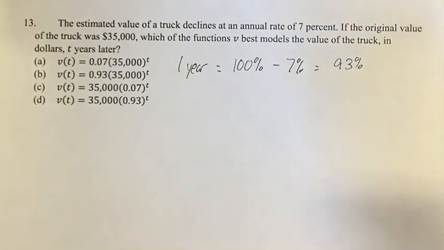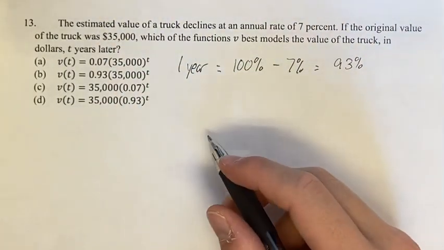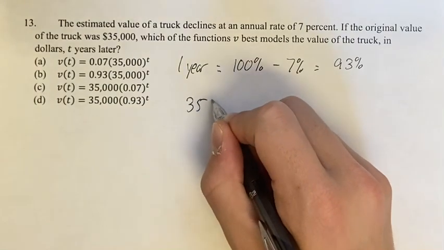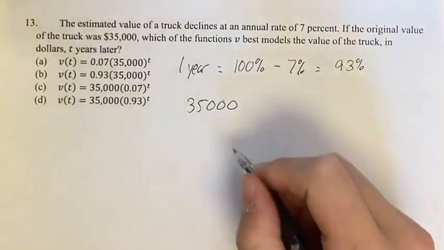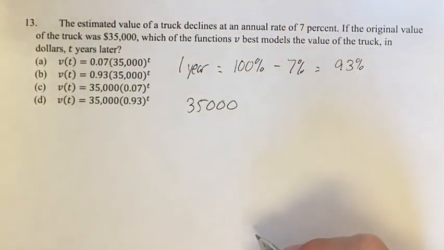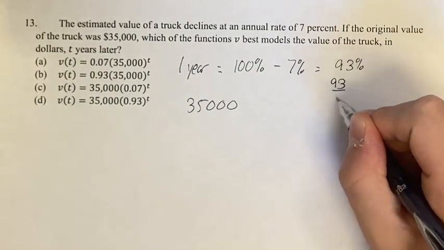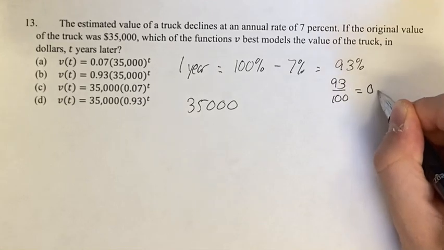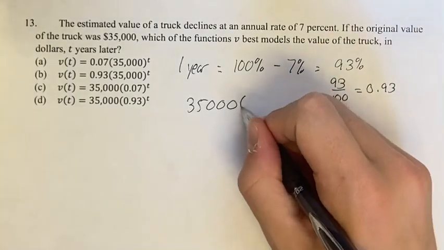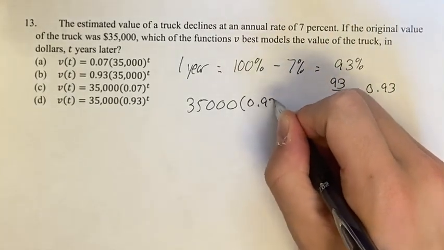What does this actually look like? Well, if we start at 35,000, how do we find the value 1 year later? Well, we have to multiply it by 93%. What is 93%? Well, a percent is a number out of 100, so we have 93 divided by 100 is 0.93. So you have 35,000 times 0.93.